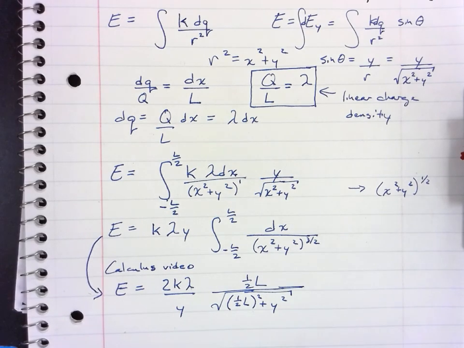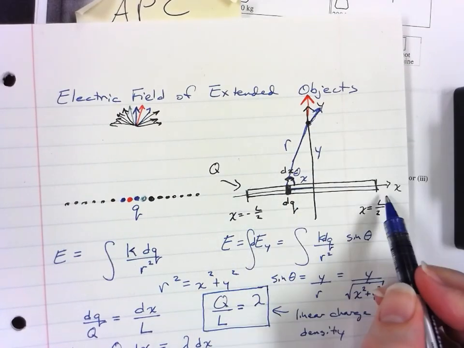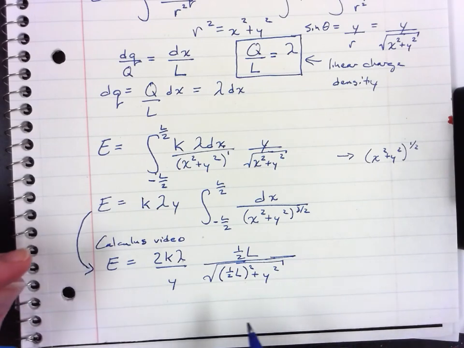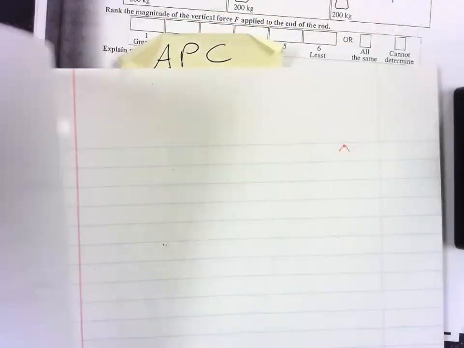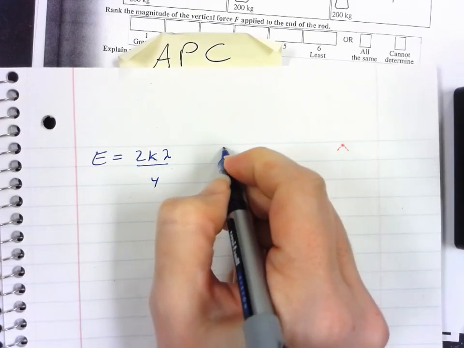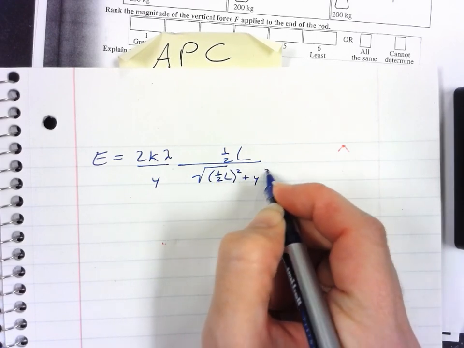So here is our answer. This is the electric field at this location from this bar of charge. However, I'm not going to box it, because this is not on the formula chart. It's kind of a pain to use. And it's important, but not hugely important. What we really want to look at is the two extremes. So I'm going to flip the page to copy this equation. E equals 2k lambda over y, 1/2 L over the square root of 1/2 L quantity squared plus y squared.